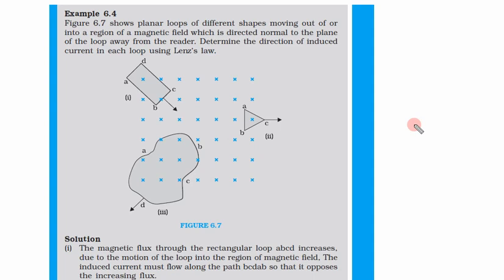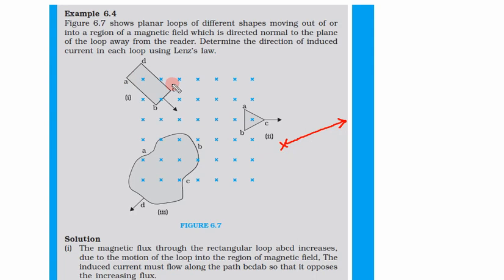We have learned about Faraday's law and Lenz's law. Now we have solved this problem, example 6.4. Let us see it once again so we can understand Lenz's law much better. So what is the direction of magnetic field? It is shown by a cross. That means the magnetic field is going inside the plane of paper.